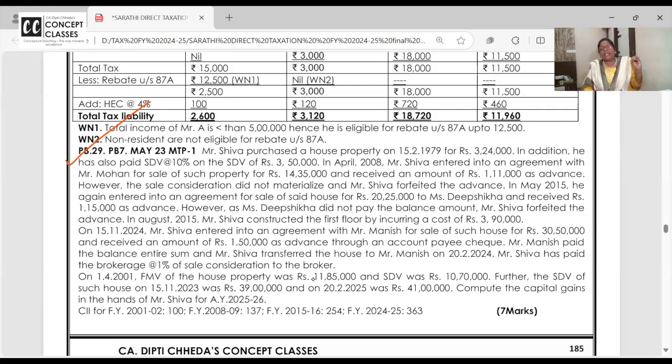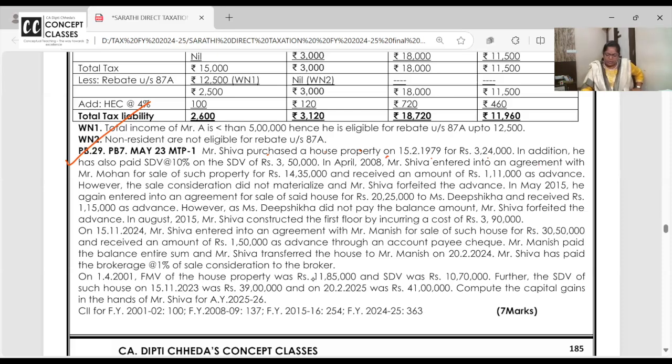Land and building, if resident individual and HUF are transferring after 23rd July, they have an option. They can take it with indexation 20% or without indexation 12.5%. Okay, right? So Shiva, and when I am getting the property as gift, I have to take the cost of the previous owner. Okay, so Shiva purchased a house on 15/2/79 for 324.